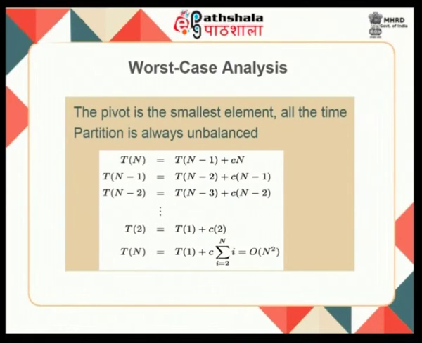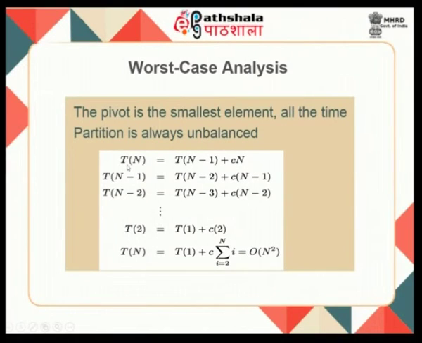Why? For example, let us say the pivotal element happens to be the first element. That means your left hand side list S1 consists of 0 elements and all the elements go to the right hand side. If that is the case, then the partitioning is going to be worse. In that case, your equation becomes something like T of n is equal to T of n minus 1.